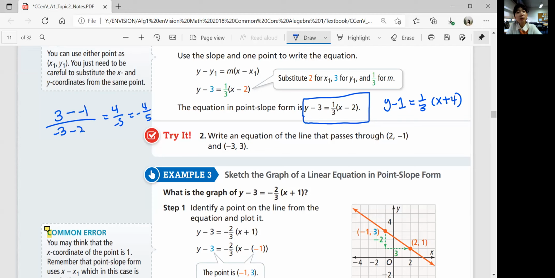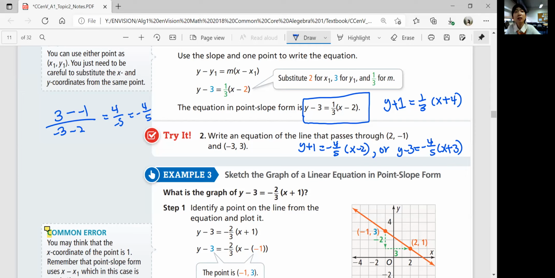You can choose the first point and say y plus 1, because it's y minus (-1), right? Is equal to -4/5 times (x minus 2). Or if you picked the second point, you should get y minus 3 is equal to -4/5 times (x plus 3). Okay, either equation should be correct.